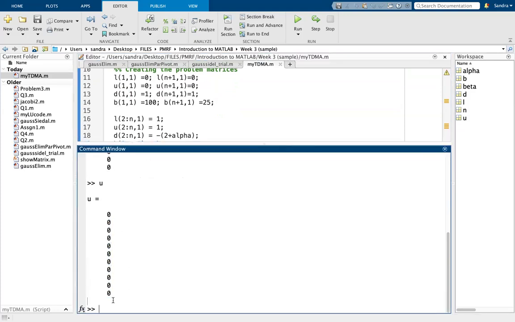Now I'll show you what D is. You can see the first value is the coefficient corresponding to T1. This is the coefficient corresponding to T2. The rest of the entries are 0 by default. This also I have to change. And for the B value, you will see 100 is there, 25 is there. These values I have to change. Okay, now what do I do?